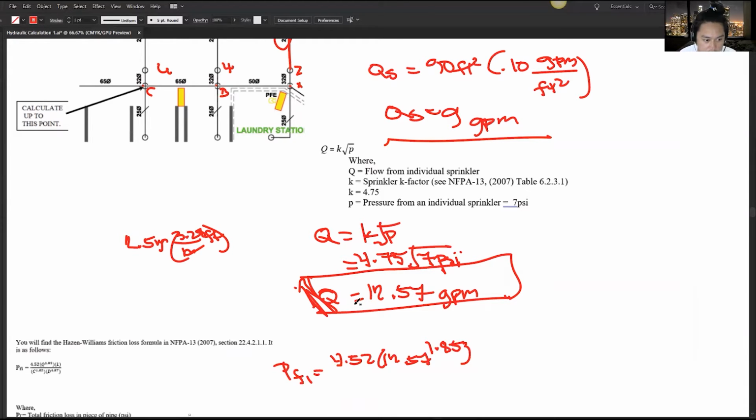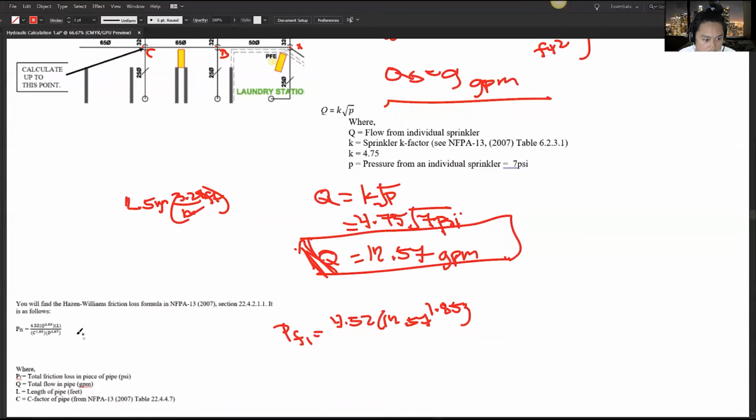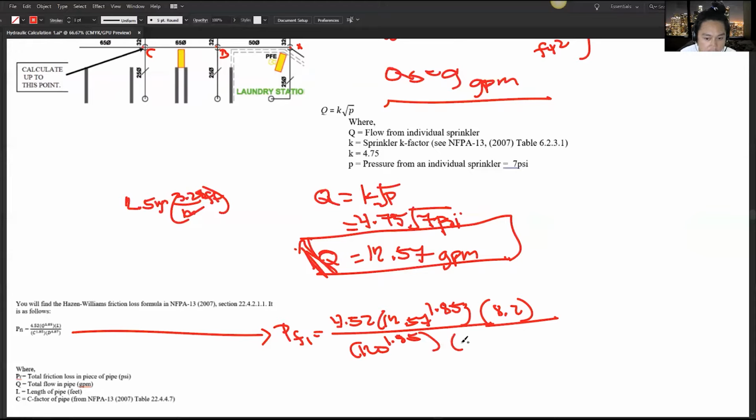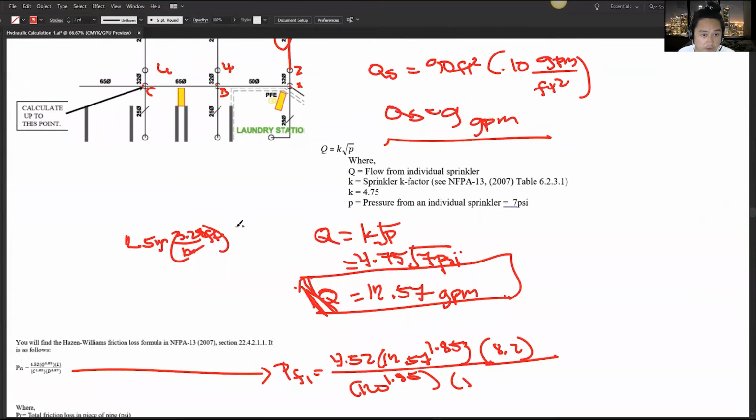So again, this equation here is this one. The length is 8.2. That's already in feet. C is 120 raised to the power of 1.85, and the diameter is, again, that was 1 inch, right?